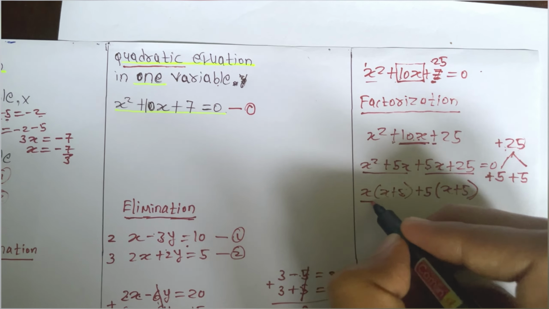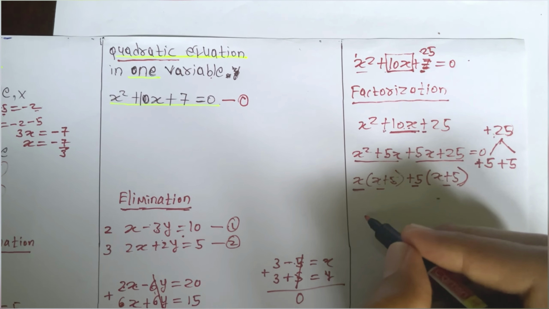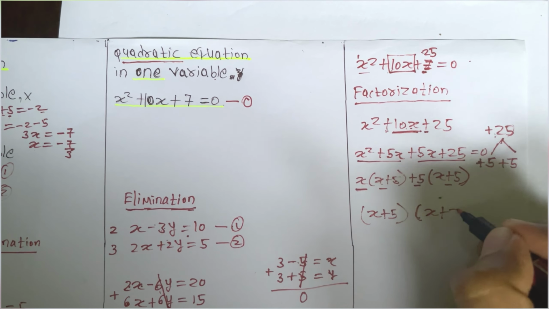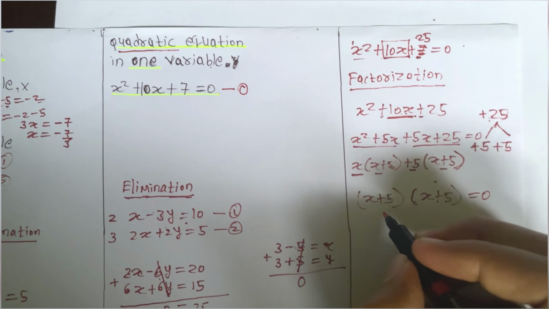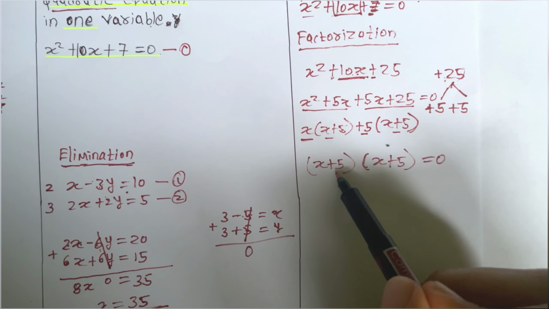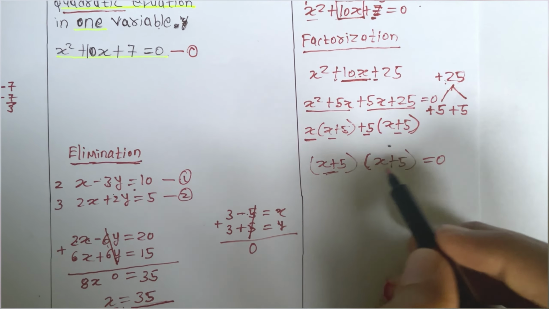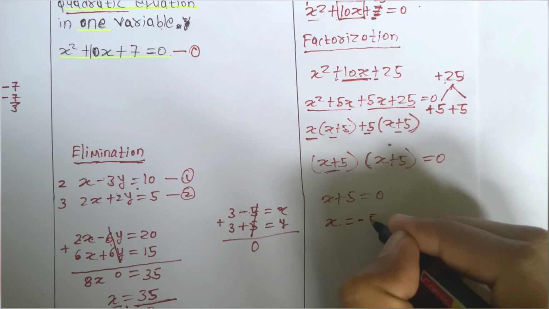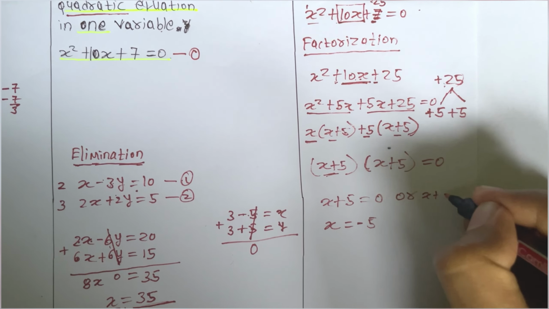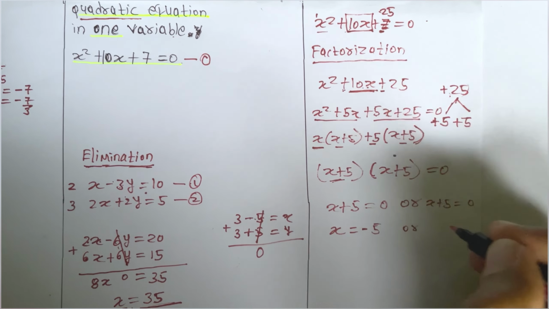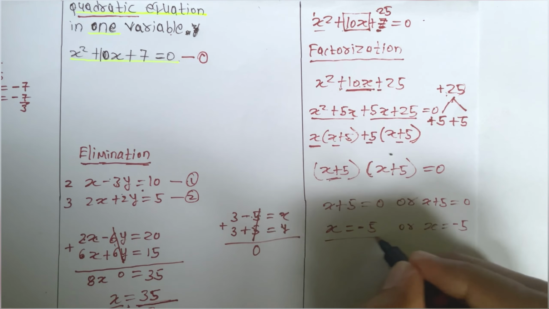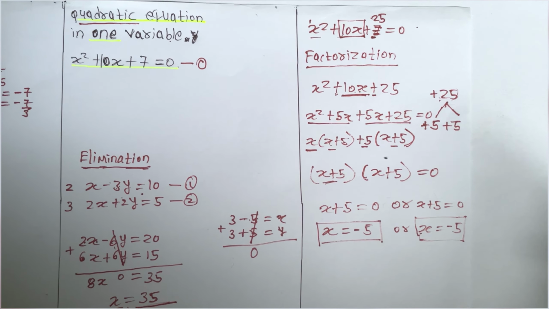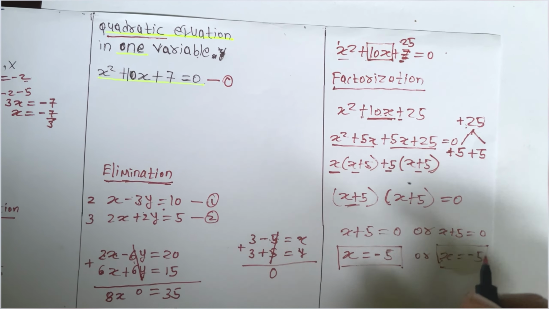Now we have two terms, x plus 5 and x plus 5. I will write this as x plus 5 into x plus 5 equals 0. So these are the factors of x. We solve each term equal to 0, so x plus 5 equals 0, then x equals minus 5. So we have got these two values of x. This is how a quadratic equation can be solved using the factorization method, right?